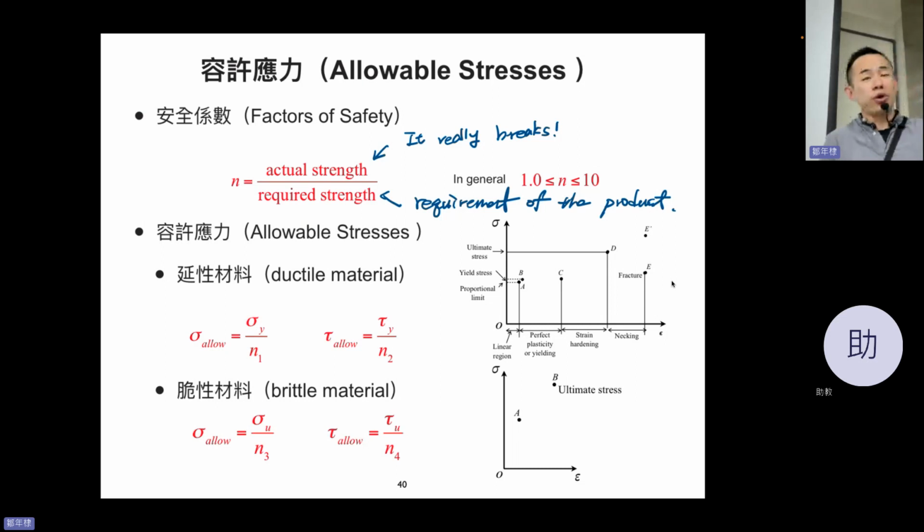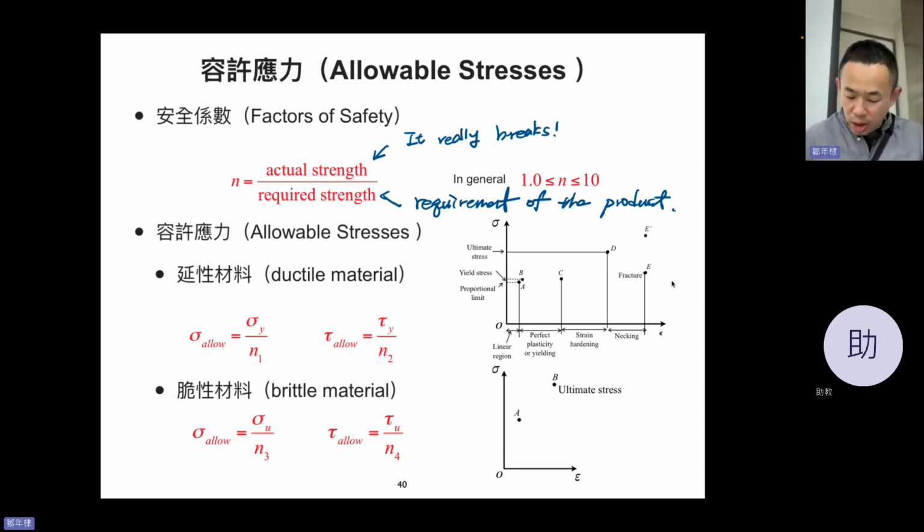This is just a concept for your future. When you enter an enterprise or company, factor of safety may be an issue for you. But now in our tests or exams, we just calculate it. Next, we will talk about allowable stresses.